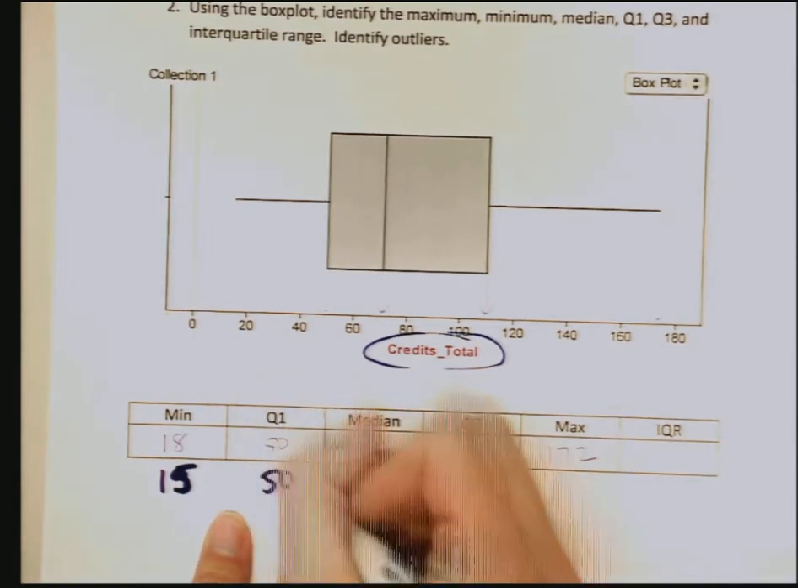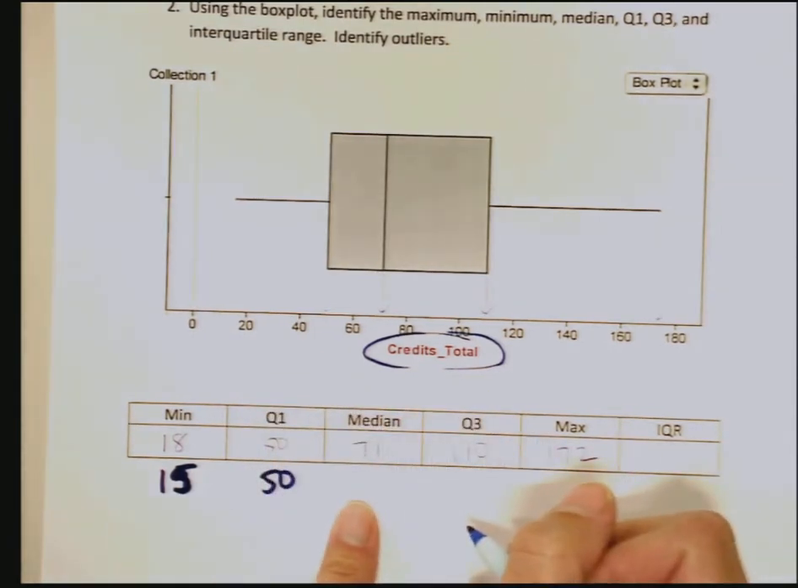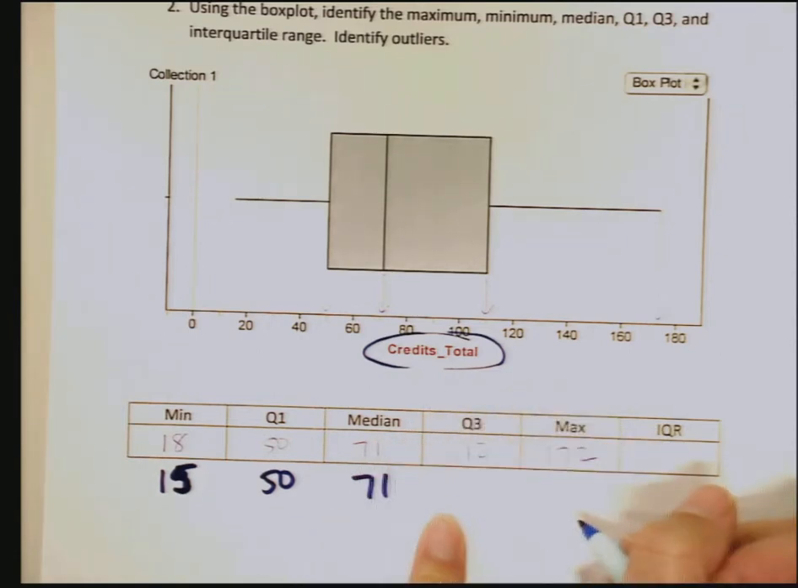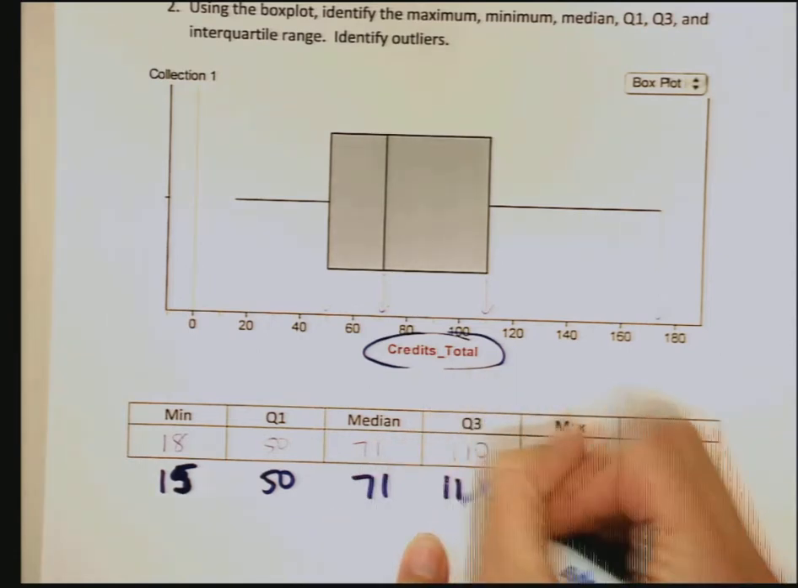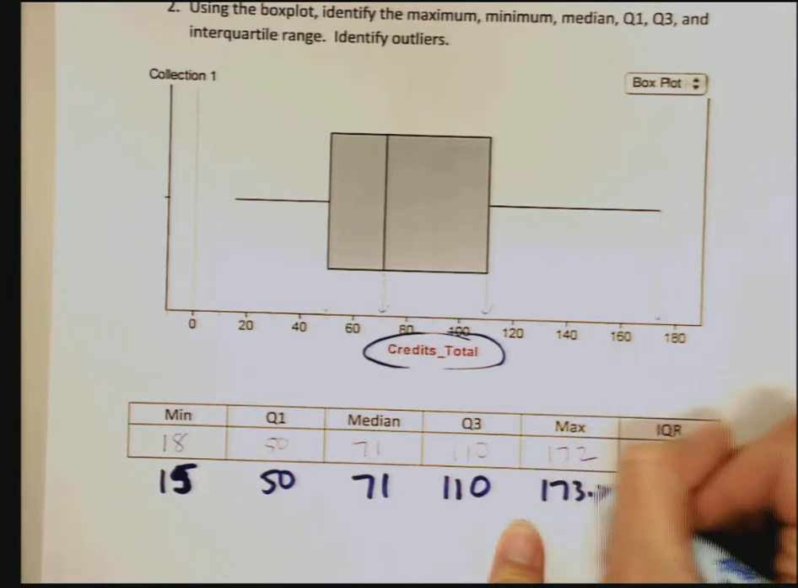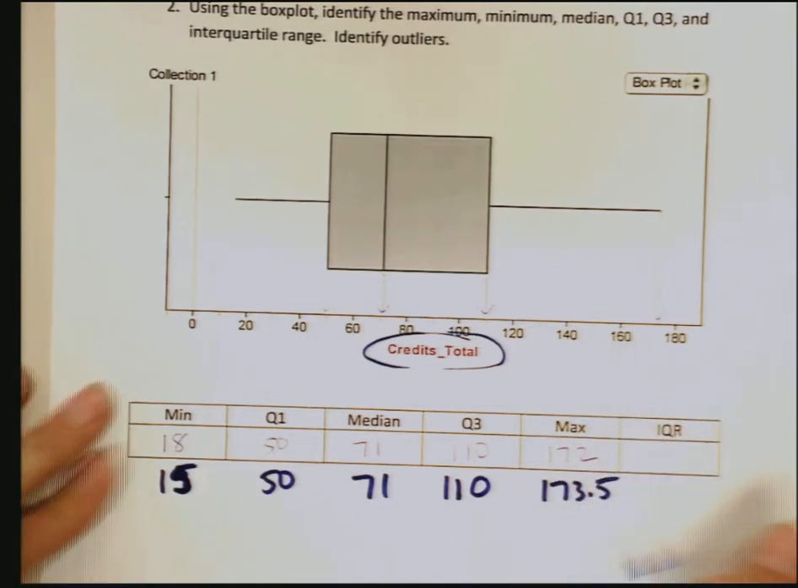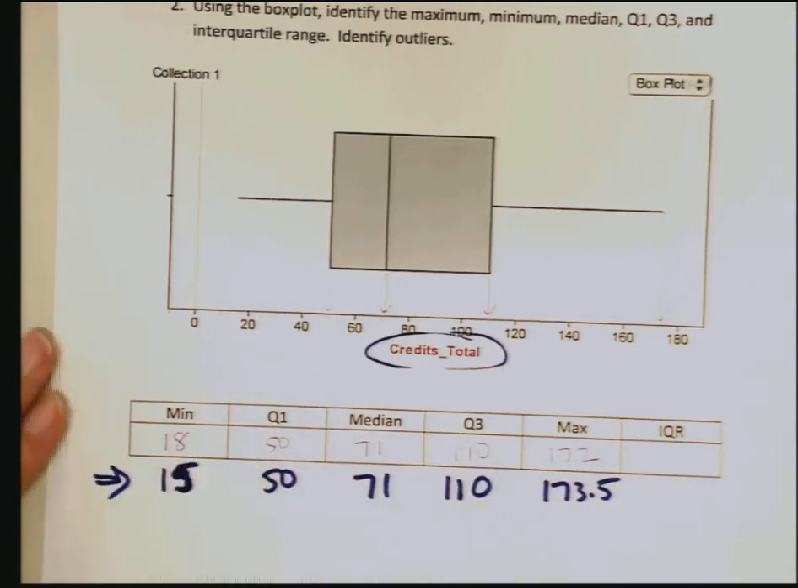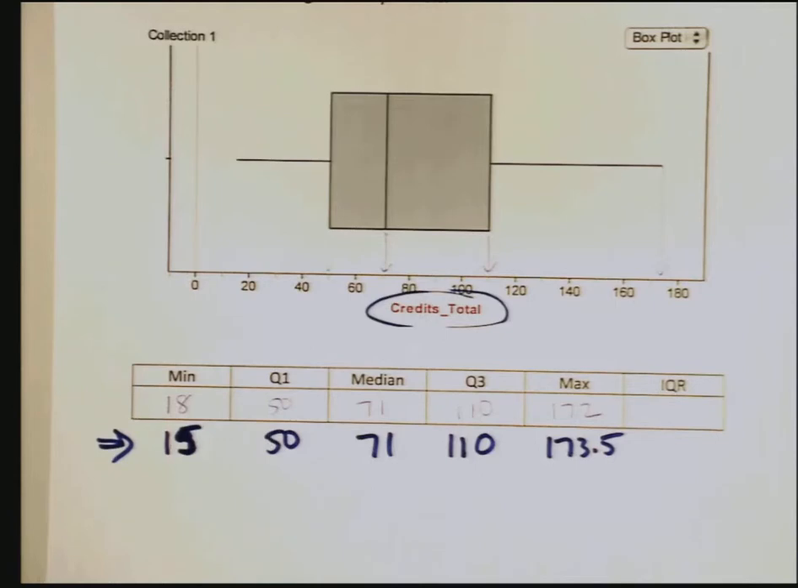Quartile 1, we had that one right at 50. The median, we had that one right too at 71. Quartile 3 was correct at 110. The maximum was really close. We would never have guessed that, 173.5. The homework questions line up so much nicer since I used real data from that class. I thought I'd just give us the values since they didn't line up super nice.